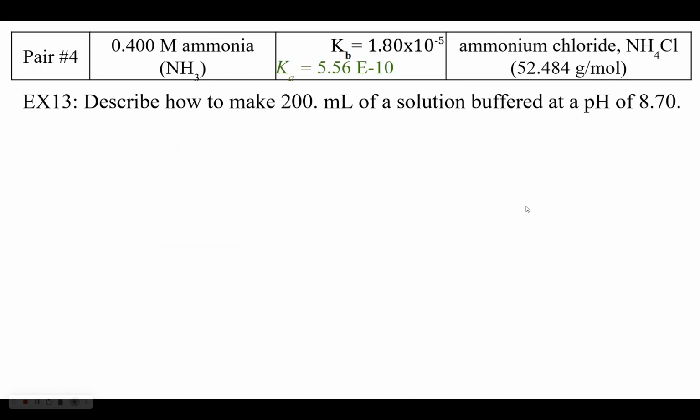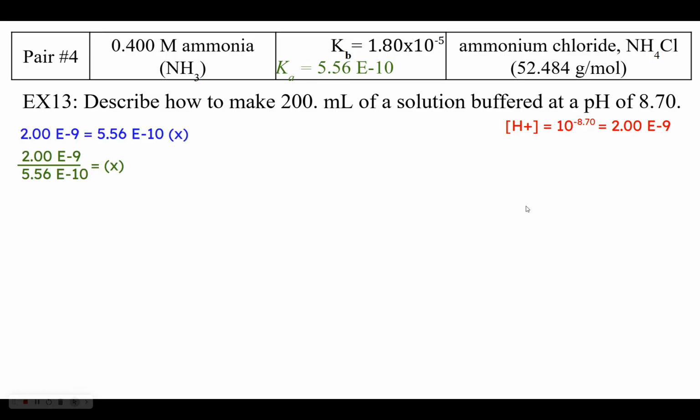So, let's do another example. Example 13, remember we're using pair 4, and I did include that Ka value that we had solved for. We don't need the pKa anymore, but this Ka value will be useful to us in general. And the first step is the same. If I'm using my H plus equation, I've got to find my H plus concentration. Then I can set that equal to my Ka times my ratio. Divide to find that the ratio is 3.597 or 3.60.